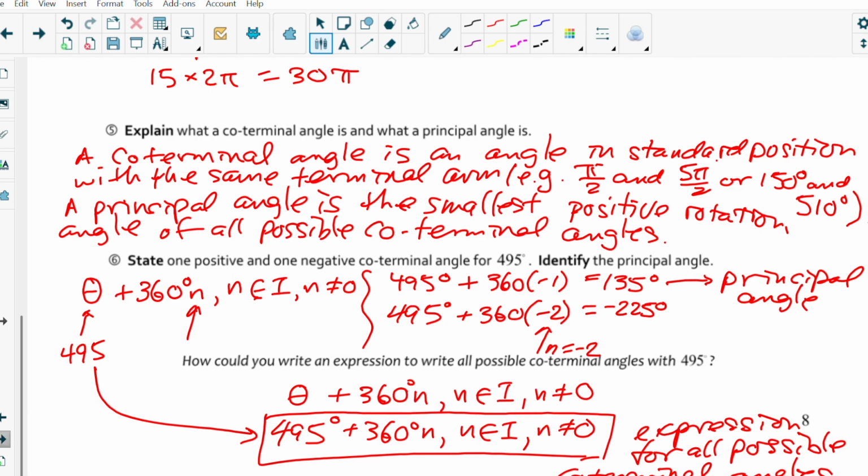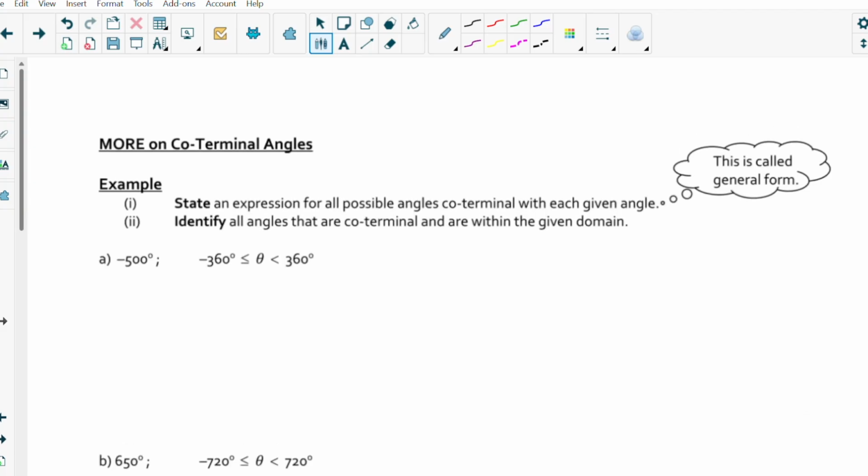Next page. Let's do a bit more on coterminal angles, okay? This will come in handy when we are solving trigonometric equations and we need to state a general solution. So practice this on your own, and when we come back to it in trig equations, you'll see how useful this is. Example: state an expression for all possible angles coterminal with each given angle. This is called general form.